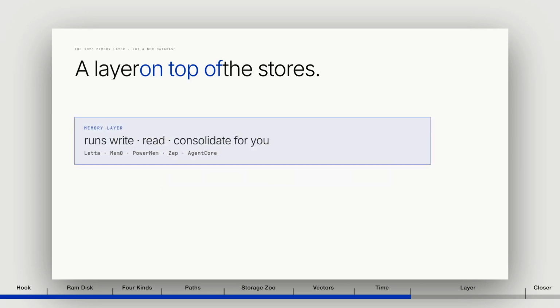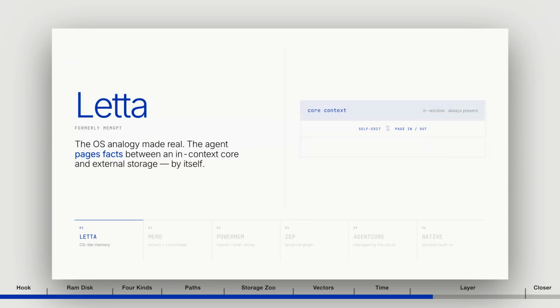Here's the part that confuses people. The stores we just saw, vectors, graphs, key value, relational, that's the substrate. You still don't want to wire the write path, the read path, and consolidation across all of them by hand. So by 2026 there's a layer that sits on top of those stores and runs the whole loop for you. It's not a replacement for the database. It's the orchestration above it. Letta, formerly MemGPT. The OS analogy made real. The agent pages facts between an in-context core and external storage, by itself.